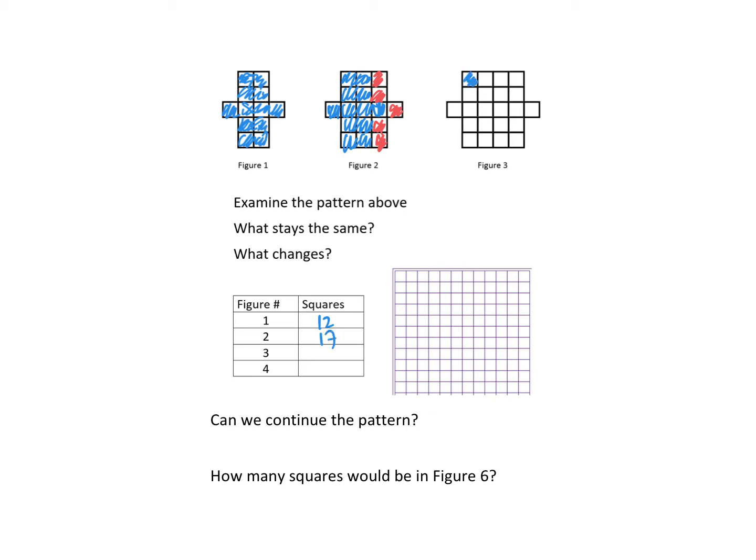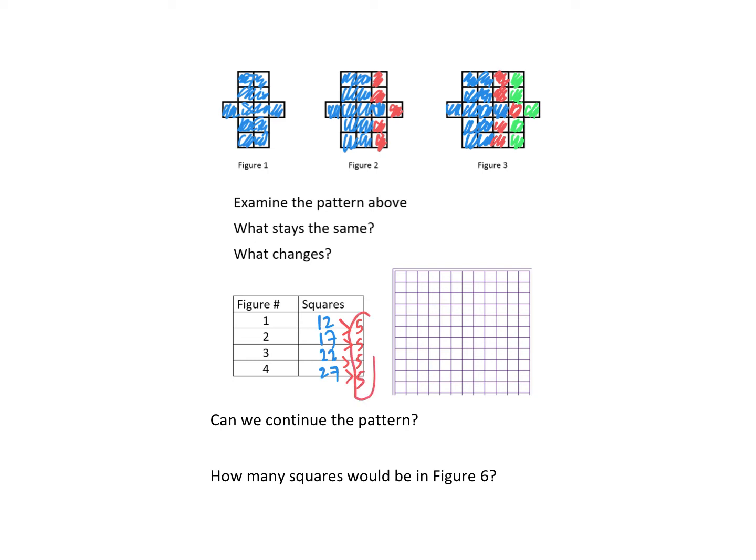And then let's draw figure 3 here. There's the original 12. Then we added 5. And then how many did we add to the next one? 1, 2, 3, 4, 5. So we added another 5 there. So 17 plus 5 is 22. So I would expect figure 4 to have another 5, which is 27. So each time we are adding 5 squares to the picture.